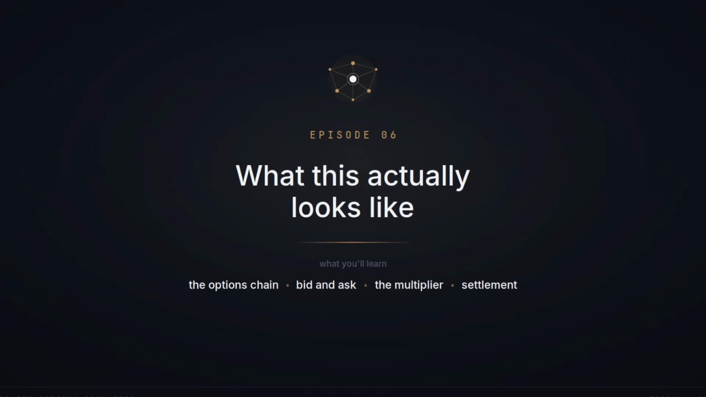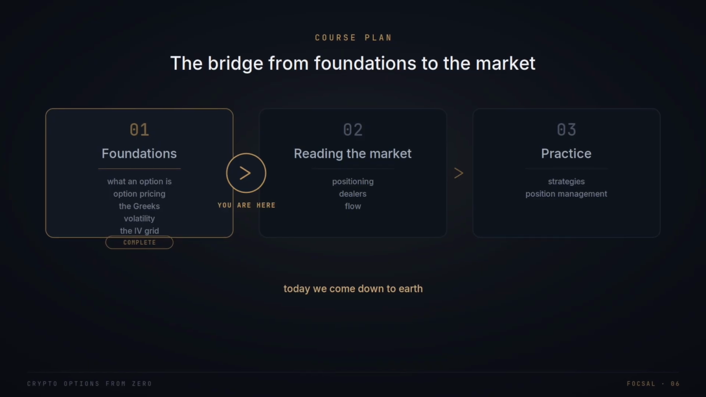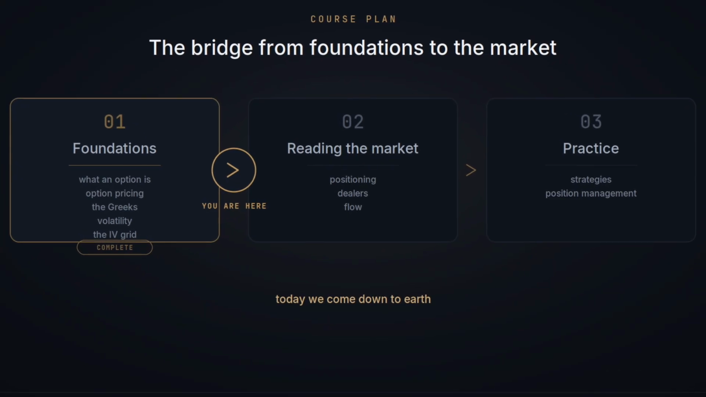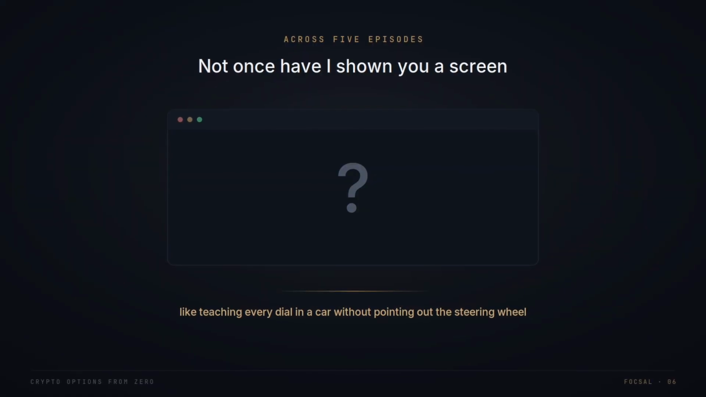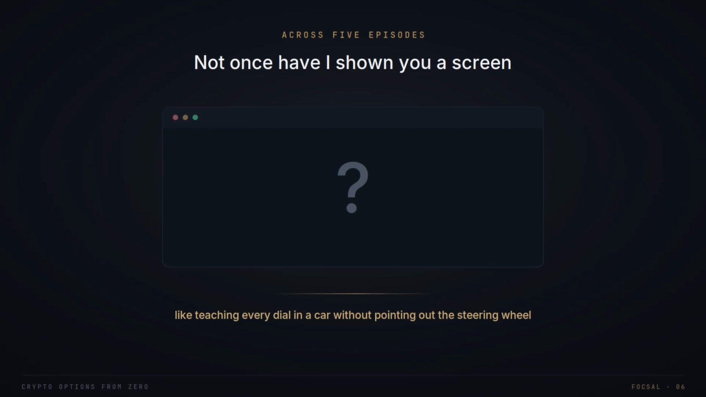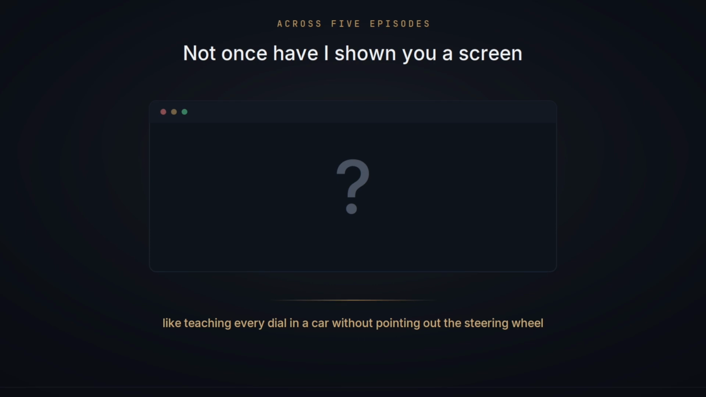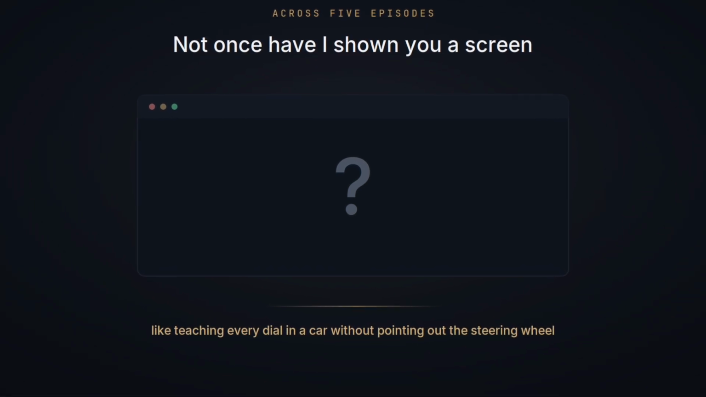For 5 episodes, we've been building foundations. You know what an option is, what its price is made of, you know the Greeks, and you can read volatility. And in all that time, I have not once shown you what a real option looks like on a screen. It's a bit like teaching you to read every dial in a car without pointing out where the steering wheel is. Today we fix that.